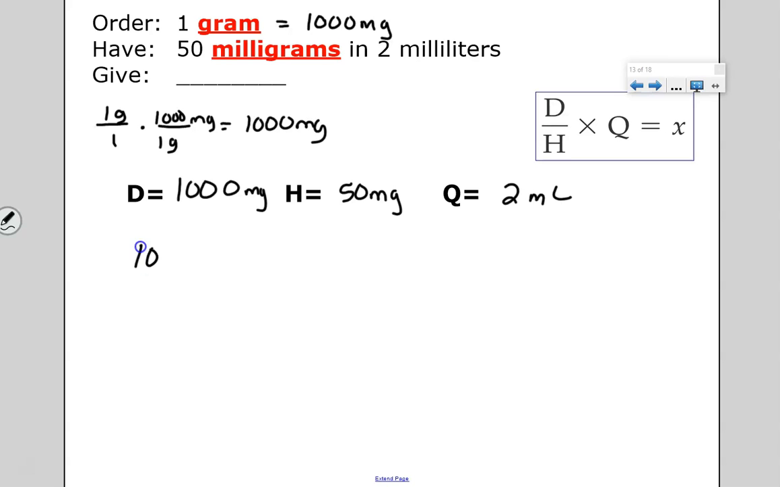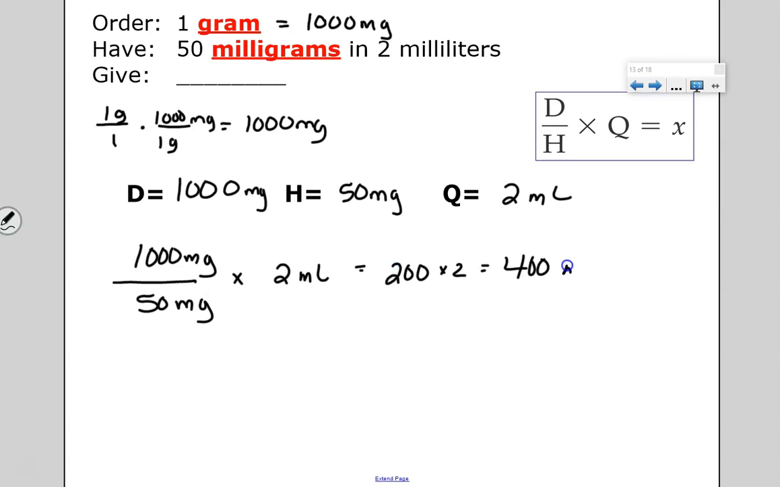So if I set up the problem, I have 1,000 milligrams over 50 milligrams, and we're going to multiply that by 2 milliliters. So we'll start out by dividing. We've got 1,000 divided by 50, which would give me 20, and then times 2, so we'd end up with 40 milliliters. Now again, the unit is milliliters because the milligrams canceled, and the only unit you have left is the milliliters. See how the units match? There would have been a problem if you had left this in grams and this in milligrams. The units would not have canceled. So always make sure that these units are the same.